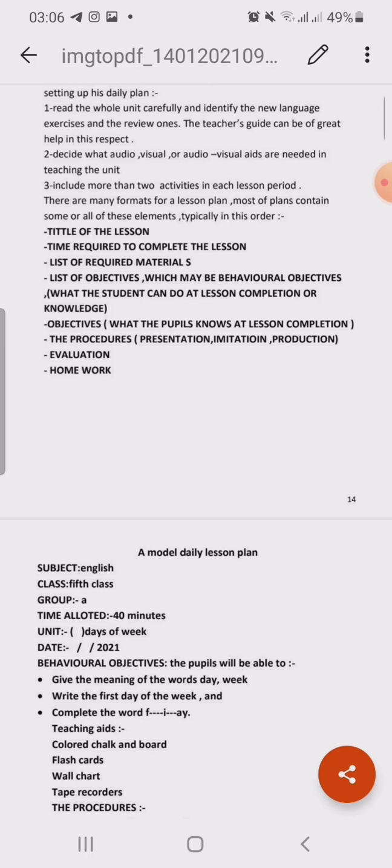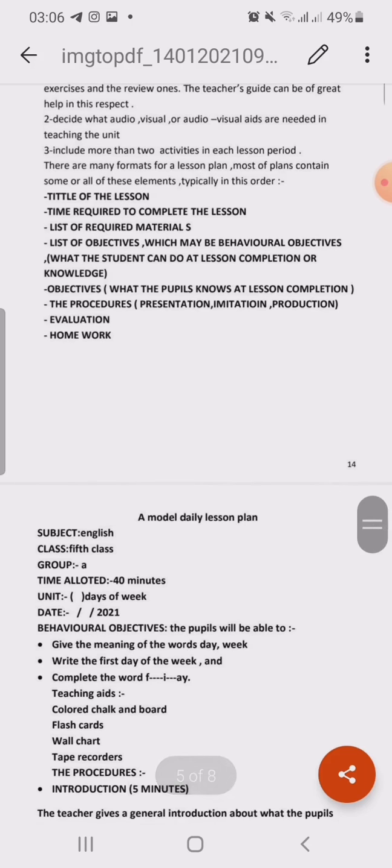Number 2. Decide what audio visual aids, the teaching aids that are either visual or auditory, are needed in teaching the unit. Number 3. Include more than 2 activities in each lesson period, meaning at least two activities within each lecture time.